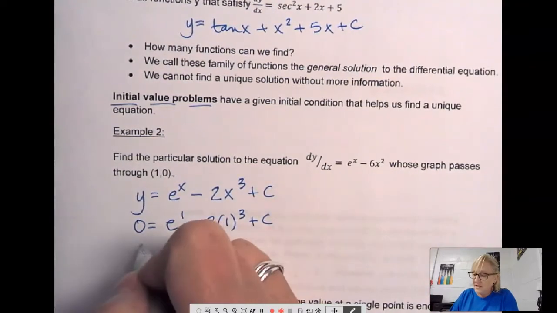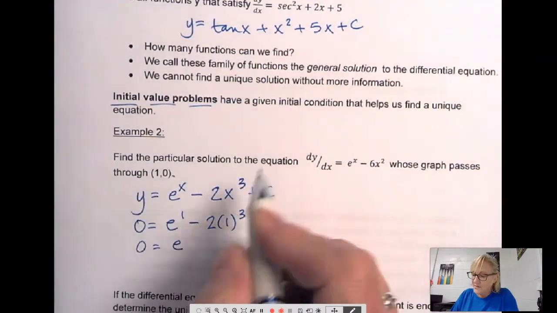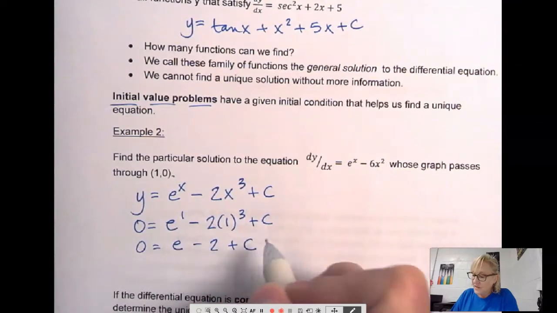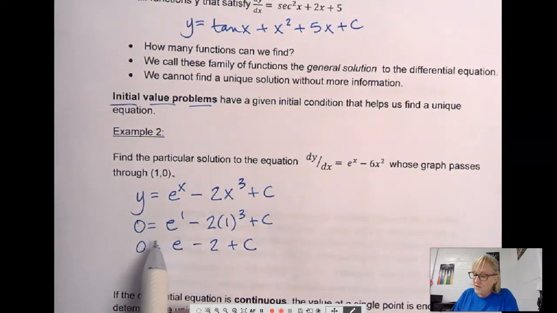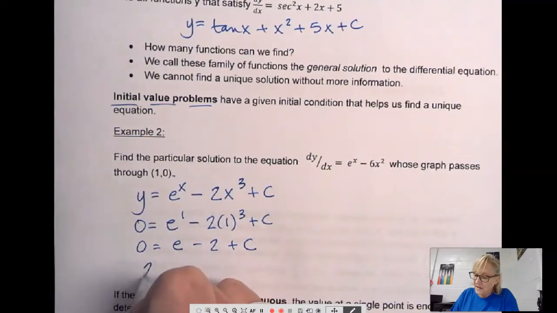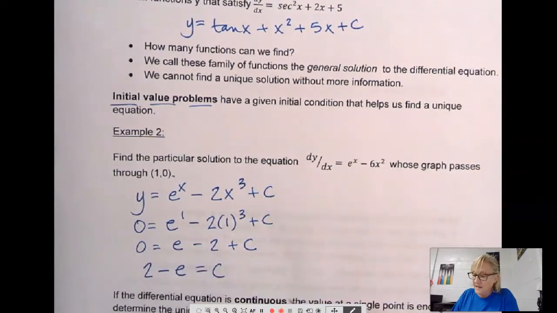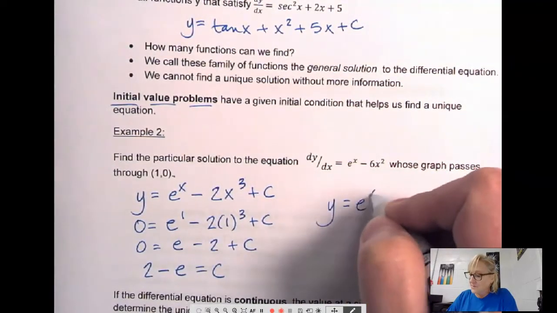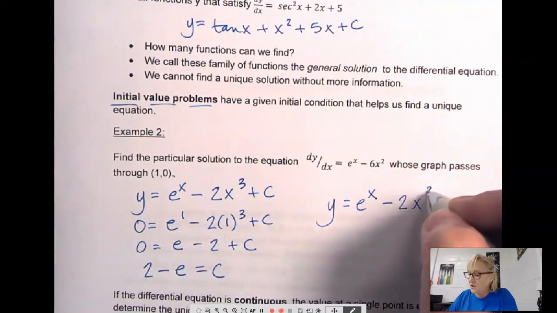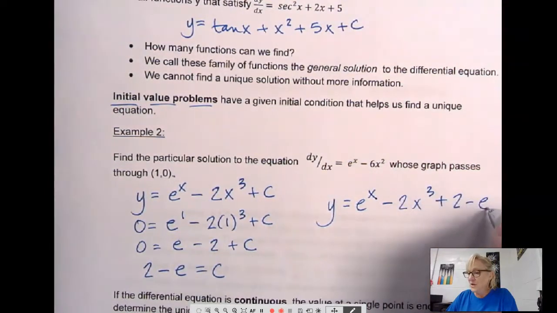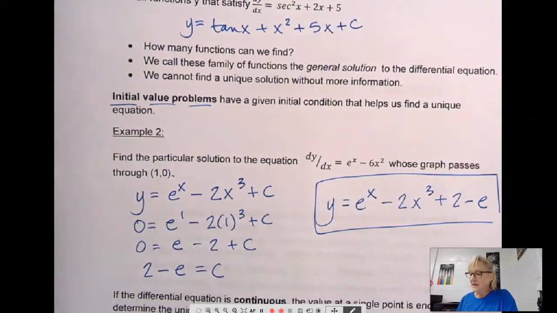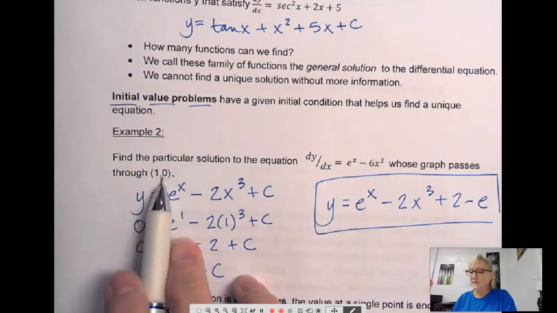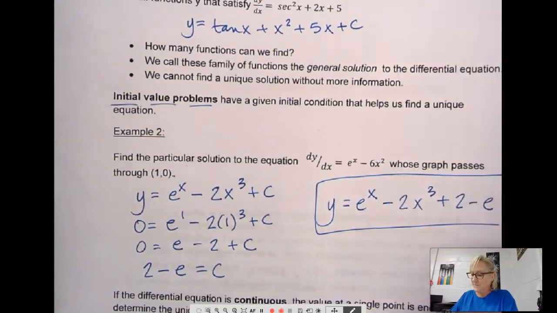And I'm just going to leave e as e. Let's not bother with a decimal. E is more accurate anyway. So 1 cubed is 1 times 2 is 2. And to solve for c, I'm going to add 2 and subtract e. So I'll get 2 minus e is the value of c. So now I can go back and rewrite this whole equation. e to the x minus 2x cubed plus 2 minus e, and that is our solution to the function that has that derivative and also passes through that point.